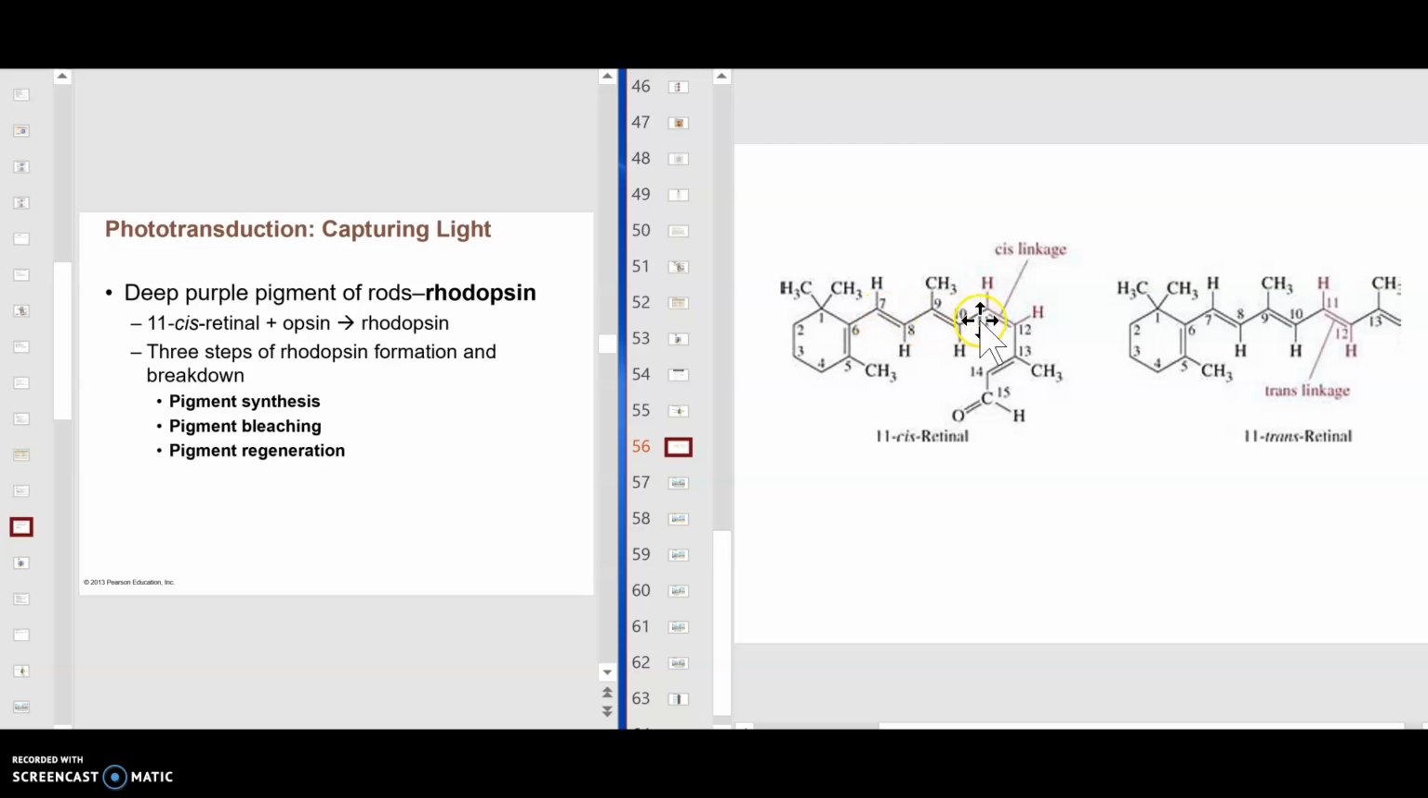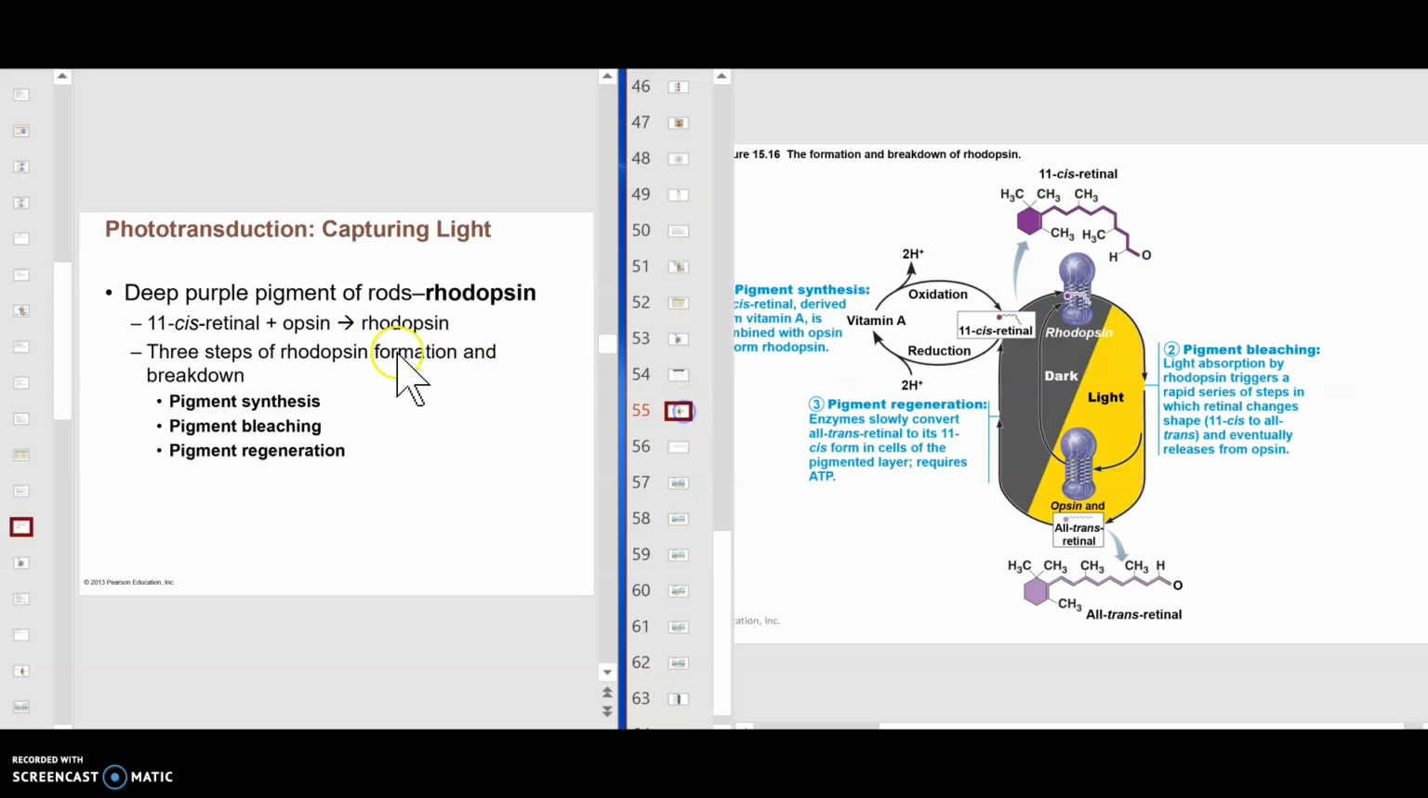See, all the others were trans. This was the only cis. Because it was a cis, it bent the molecule. It bent the molecule. So I want you to keep this in mind as we look at this here. All right. So the pigment in the rod is rhodopsin. Again, 11-cis retinal initially with an opsin known as rhodopsin. That's the pigment. We're looking at the steps of rhodopsin formation.